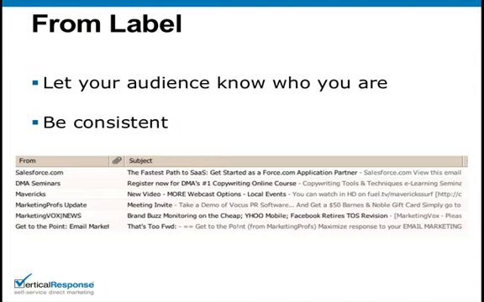We generally tend to recommend using your company name as the from label, as people are more likely to recognize the company name as opposed to a specific person. This can vary. For example, real estate agents, their name is their company name, so that certainly makes sense for them to use their first name or their full name. But whatever you choose, you want to be consistent so that when people consistently get emails from you, they see it's from Salesforce.com or DMA seminars, and they know who that is, and they know what to expect.